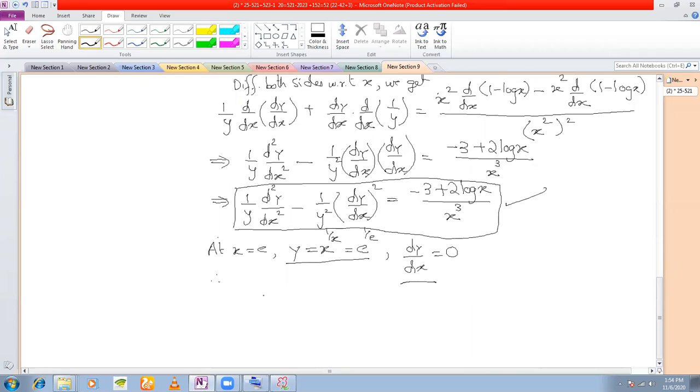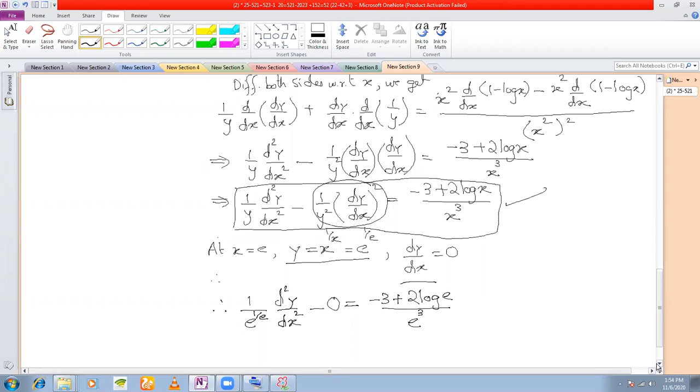Put these in this. Therefore, what is the value of y we are getting? 1 by e^(1/e) times d2y/dx2. Minus, now this dy/dx part will become 0 because dy/dx is 0. It is equal to -3 + 2 log e. What is the value of log e?